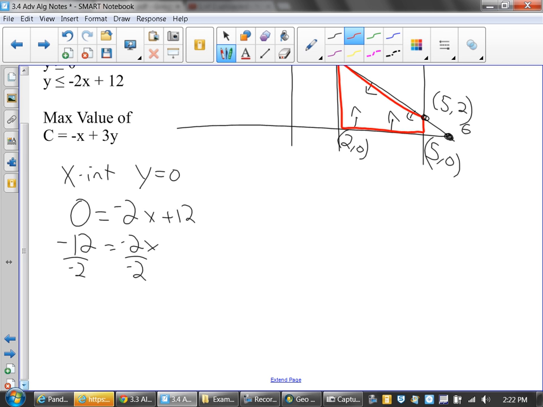Yes, sir? What exactly is -x plus 3y? Like, what is that equation? The objective function is what you're trying to maximize or minimize. And all we're doing today is practicing with what they give us. Tomorrow it's going to be maximizing profit, minimizing man hours, things like that. What are they giving us? Is this an equation, and does it go on the graph? What is it doing?